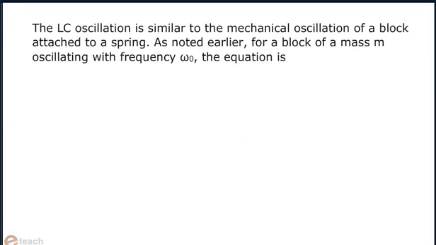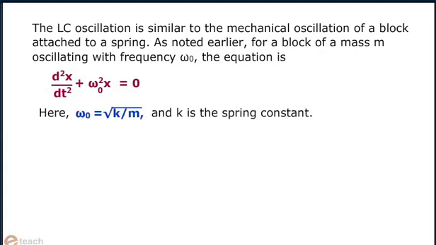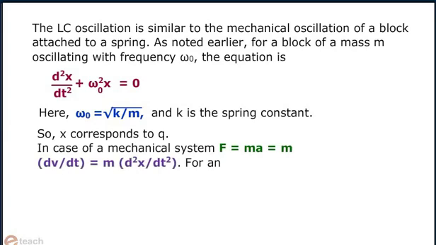The LC oscillation is similar to the mechanical oscillation of a block attached to a spring. As noted earlier, for a block of mass m oscillating with frequency omega naught, the equation is as shown. Here, omega naught is equal to root over k by m and k is the spring constant. So, x corresponds to q.